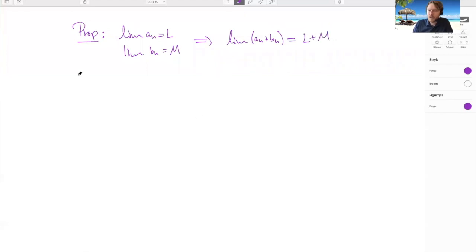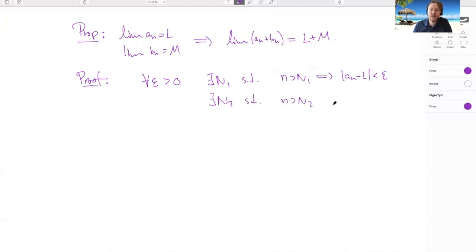So again, I'm not going to give the entire proof. I'm just going to give you the beginning of the proof. And here it's important to realize that in saying these two things, I know that for every epsilon that's strictly bigger than 0, there exists a capital N1, such that for every n in the natural numbers, n bigger than N1 implies |a_n minus L| smaller than epsilon. I know that I have an N2, such that for every n bigger than N2, I have |b_n minus m| smaller than epsilon.